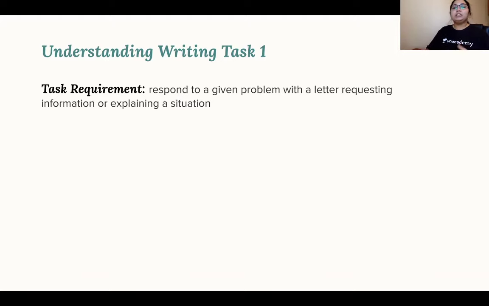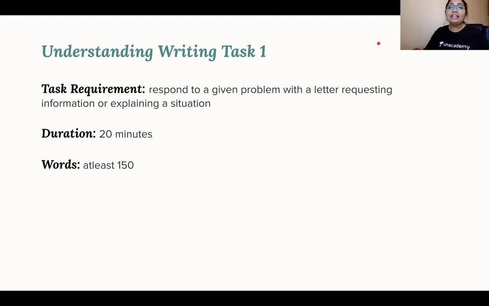So basically, the requirement for writing task 1 is as simple as writing a letter. And when you write a letter, you are basically writing a letter to request information or explain a situation. As simple as requesting information or explaining a situation. The duration is about 20 minutes, and you have to write at least 150 words. Remember, you will be penalized for undercount. If you're writing fewer than 150 words, you will be penalized. So you have to write at least, note the word, it's not at most, it's at least 150.